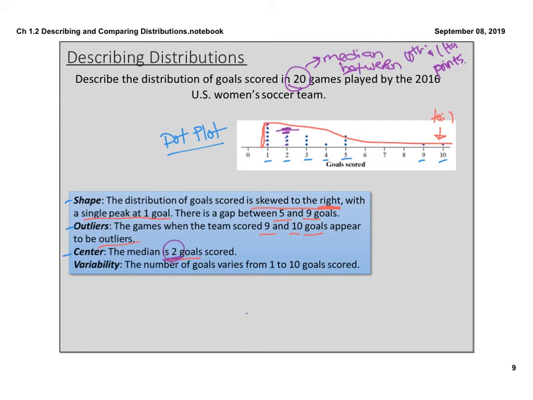I actually found this. I know this to be true. The next thing I would find is the variability. So the number of goals scored varies from 1 to 10 goals. So you can see how they list the interval there. It's not just about listing the range. I would say that the range of the goals scored here is 9, but that's not what they're looking for. They're looking for spread or variability. So you're looking for an interval.